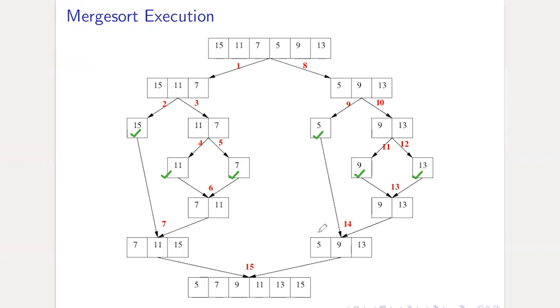So 15 and 13 will be compared. 13 is smaller, so it gets put here, and then the last element, the 15, will come and get placed here. So that's how the merging happens. Okay, so this is the merge sort operation.